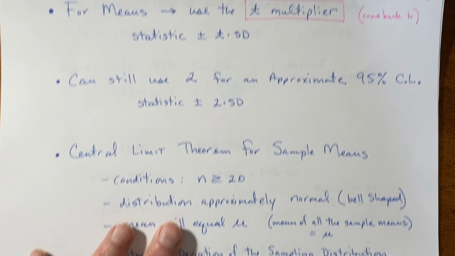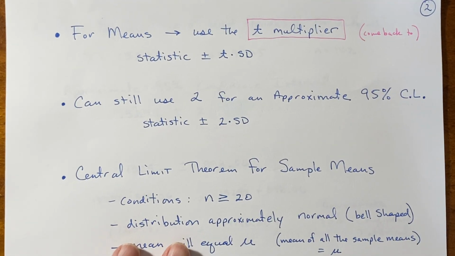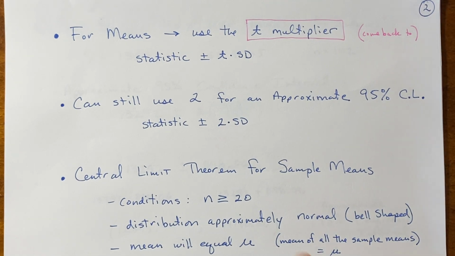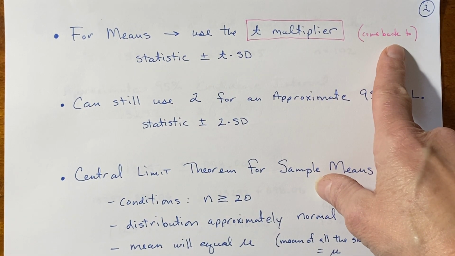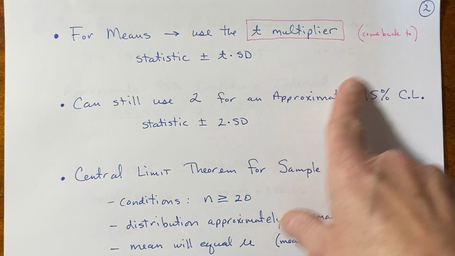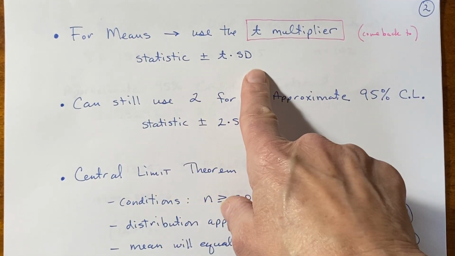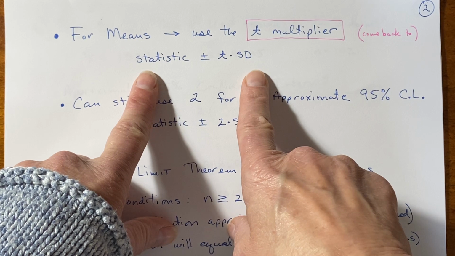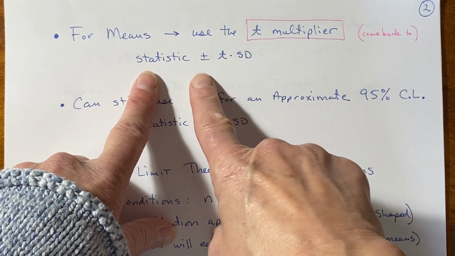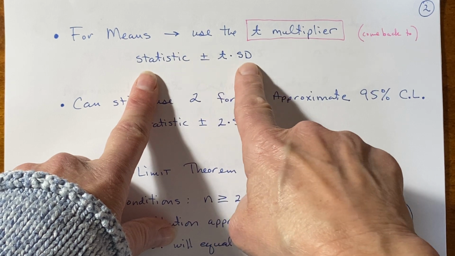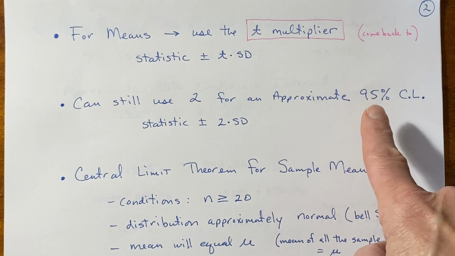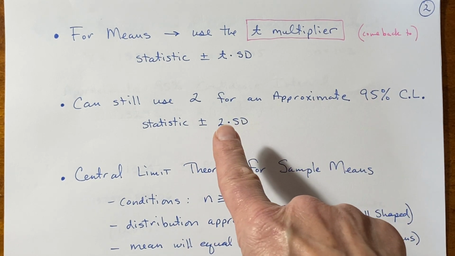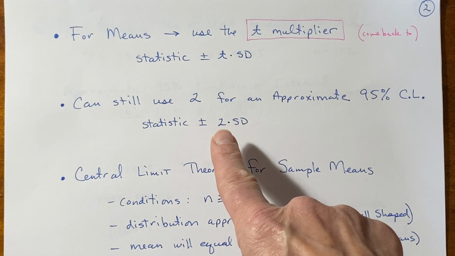For means, we have to use a T multiplier instead of the Z multiplier, so the multiplier is now simply called a T. We're going to come back to more details on that in a few minutes. For right now, it's still created the same way. We still take our sample statistic, except now it's a sample mean, and we add and subtract the margin of error. We can still approximate a 95% confidence level using a multiplier of 2.